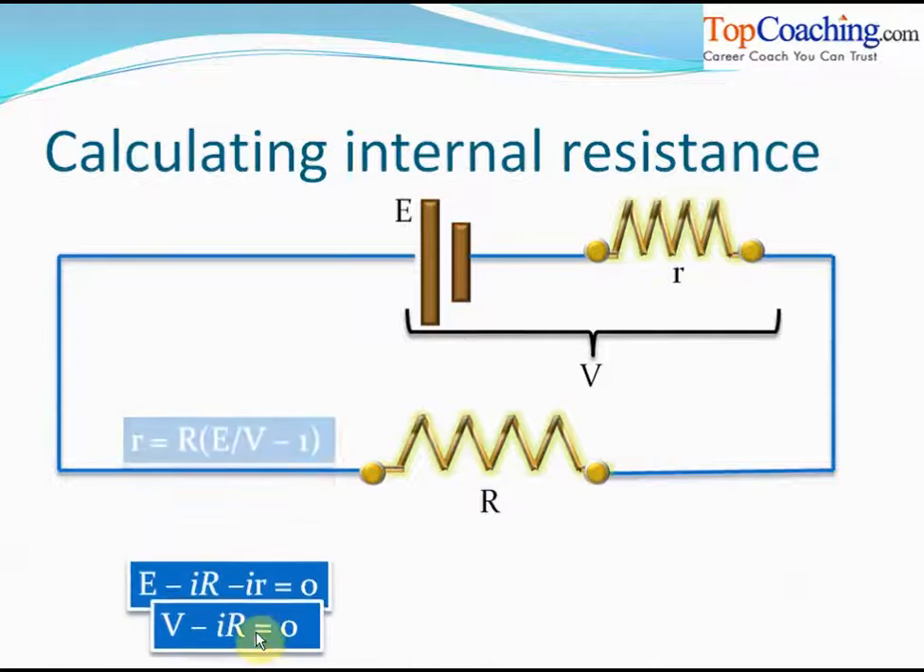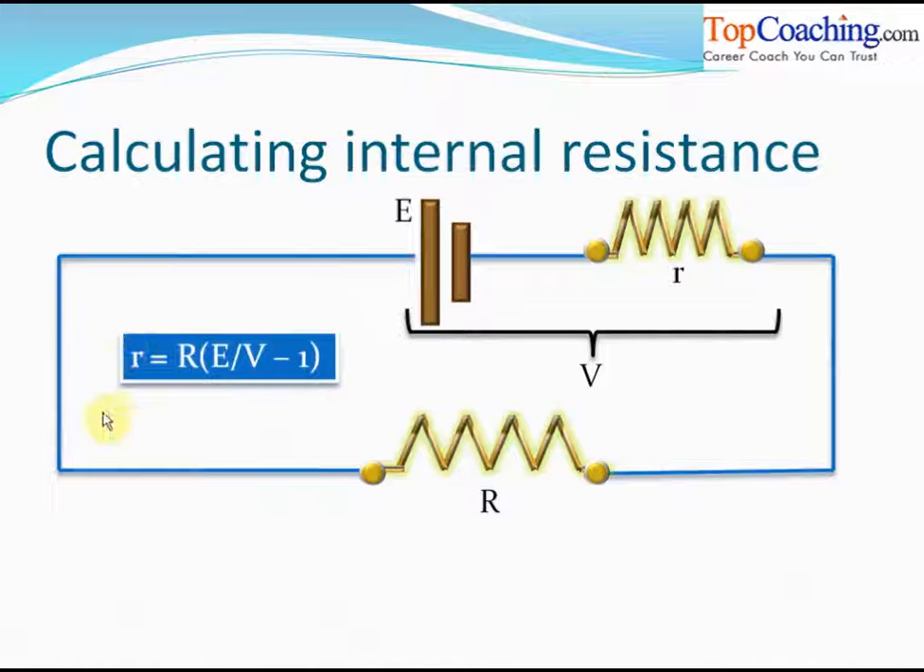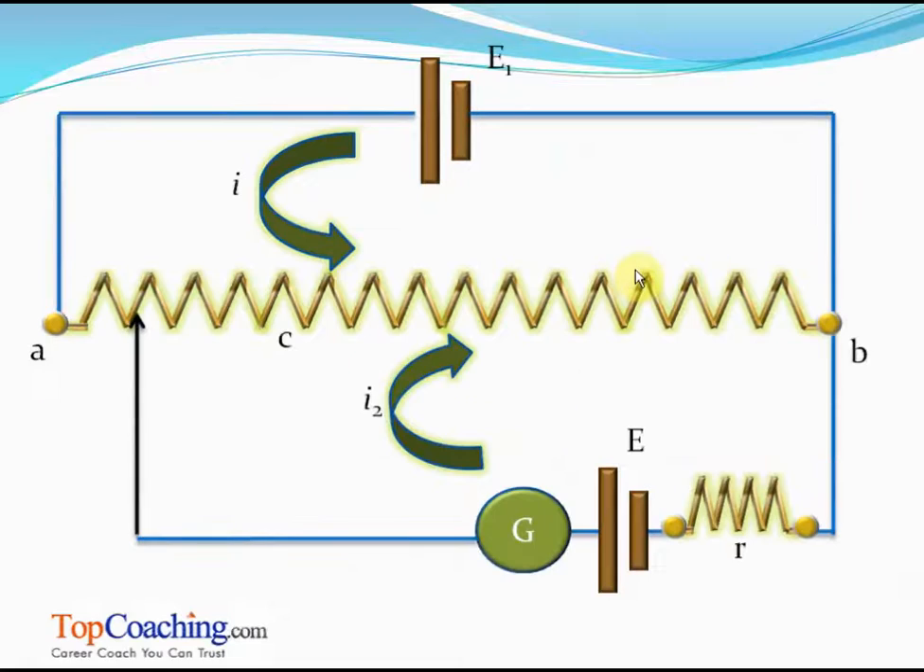From these two equations, we can simplify to get the value of small r, the internal resistance, in terms of the EMF E, the net potential difference across the battery V, and the external resistance capital R. So we can say that in any circuit consisting of a battery with an internal resistance and an external resistance capital R, small r will be R into (E by V minus 1), isn't it? Now that we know this formula, we can use it to calculate the internal resistance of an unknown battery using a potentiometer. So let's do it.